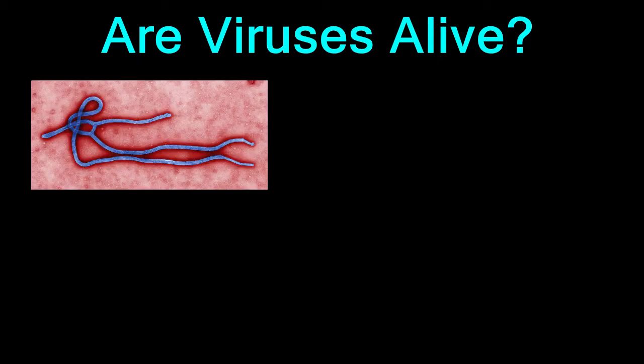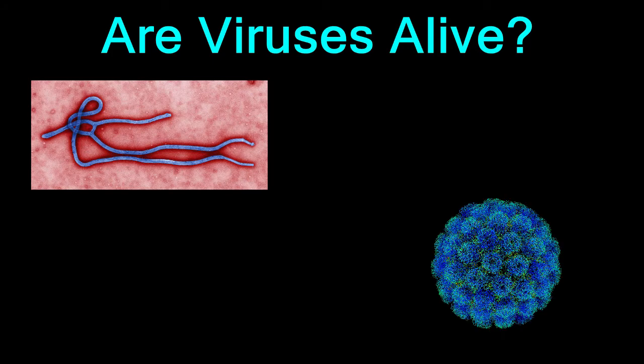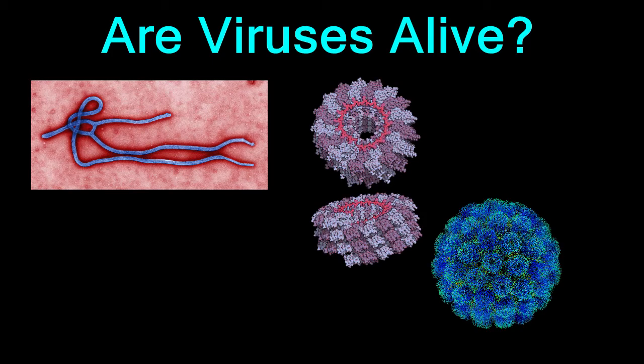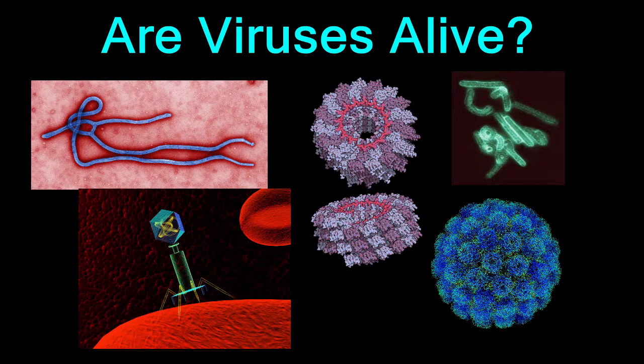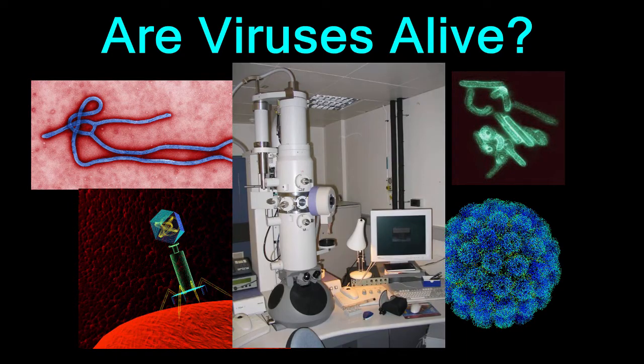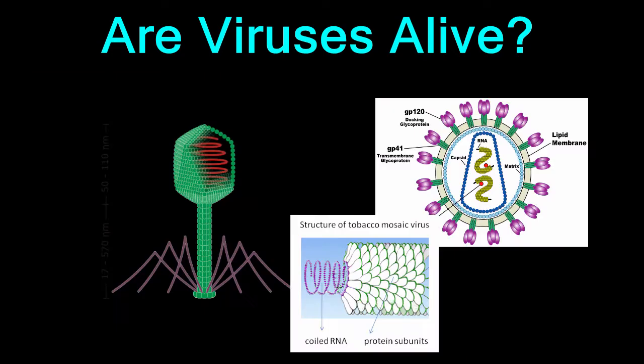In this lesson, we're going to evaluate some information to see if we can answer the question, are viruses alive? Viruses come in a number of different shapes and sizes. Some of them are spherical, some of them are helical, like a seashell, some of them are rod-shaped, and some of them even look like spaceships. Scientists can identify a virus by its appearance, but only by using an electron microscope, because they are so tiny.